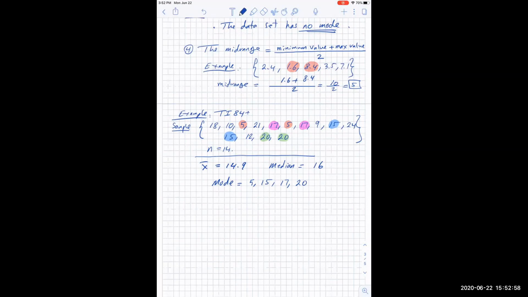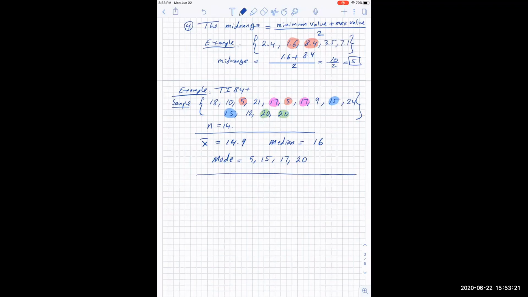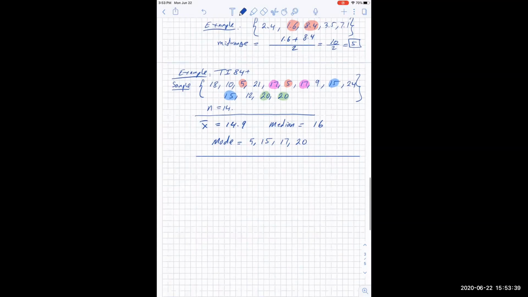So the calculator gives me the mean. I rounded it to 1 decimal digit, the median, and then I looked at the data set and found these numbers that have the same frequency, repeated the same number of times. So this is my mode. Okay, questions? All right. Let's go ahead and move on to the next section.